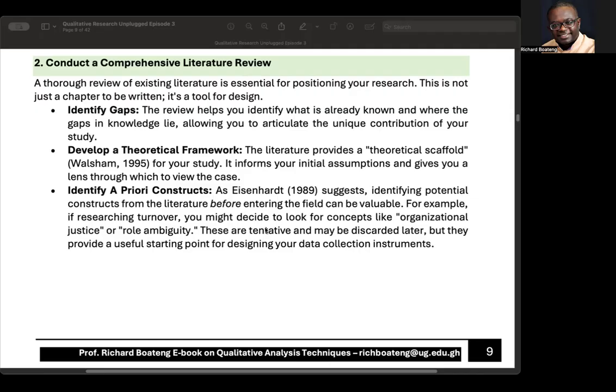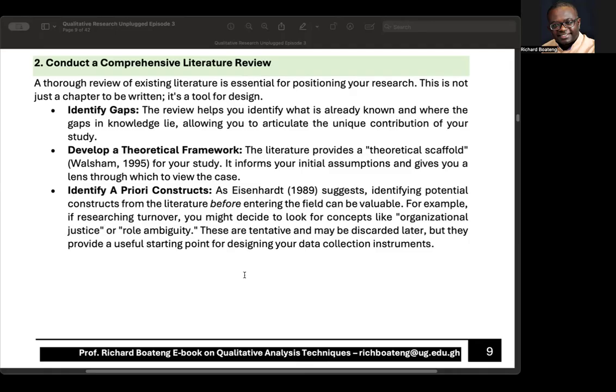Yes, that's Eisenhardt's idea of identifying a priori constructs. Based on previous research, you might identify potential concepts relevant to your topic, like maybe organizational justice or role ambiguity, if you're studying turnover. These give you a tentative starting point for developing interview questions or observation checklists. But, and this is important, you have to be prepared to discard these if your actual data tells you they aren't relevant in your specific case. Don't force the data to fit the theory.